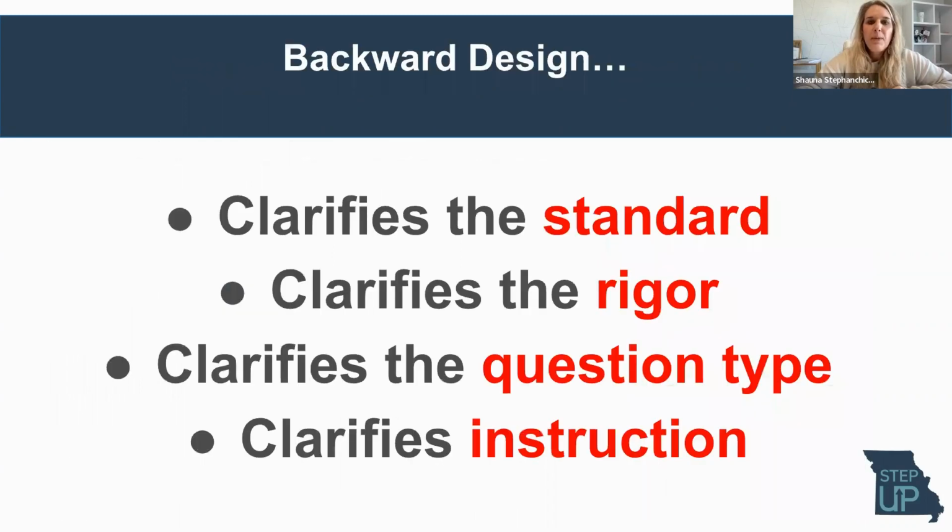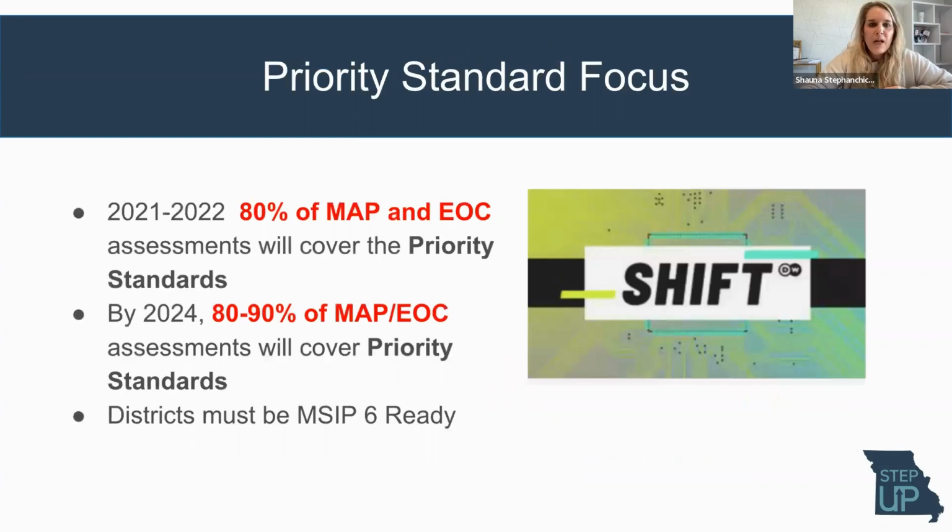So why backward design? Because we get clarity of the standard, we get clarity of the rigor of the standard. It clarifies the question types we're going for and how we should instruct. So therefore it just clarifies instruction. And that's what our curriculum should be based around.